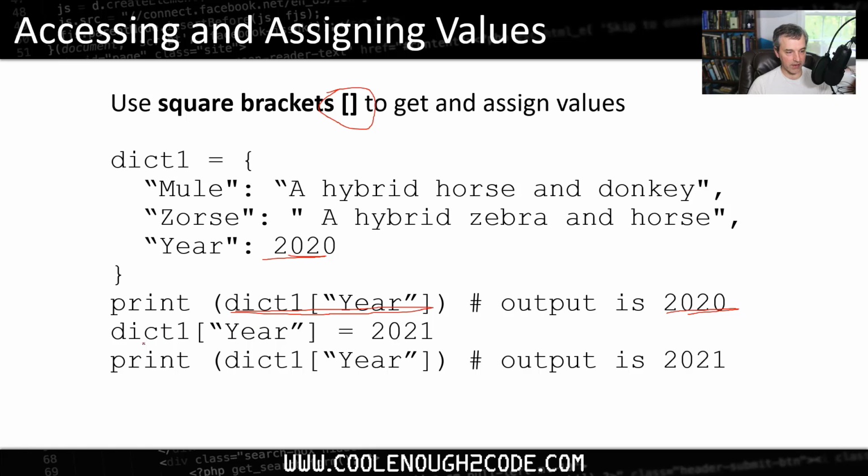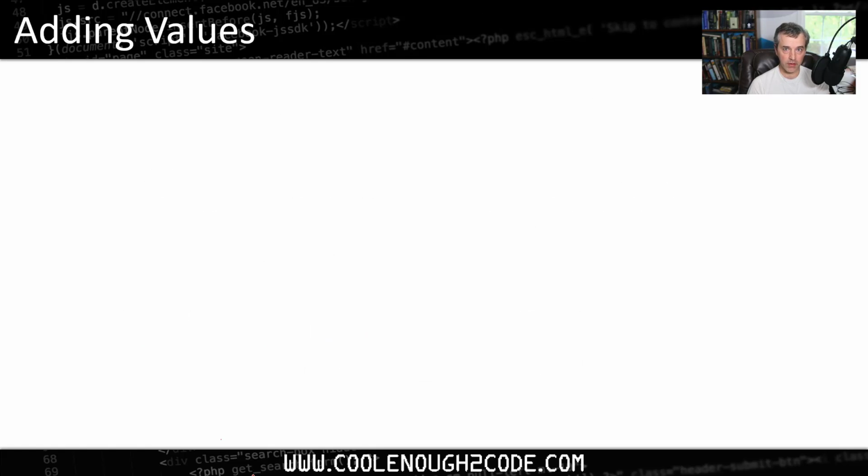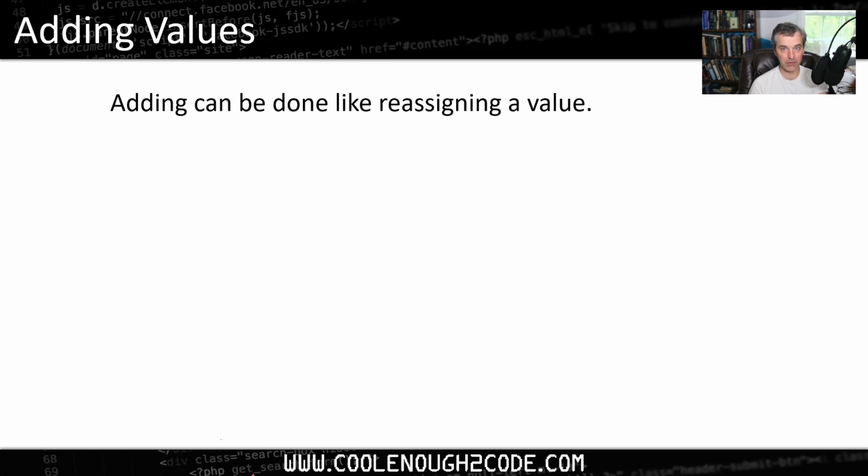Now, if I wanted to reassign that value, I simply say dict1 year, and I say a new value, 2021, using an equals sign like we use for assigning variables. Then I can reprint that value, and the output of that, of course, is going to be 2021. So it's very straightforward how you can use the square brackets to access and change data inside of dictionaries. Similar to how we reassign values, this is also how we can add values to a dictionary.